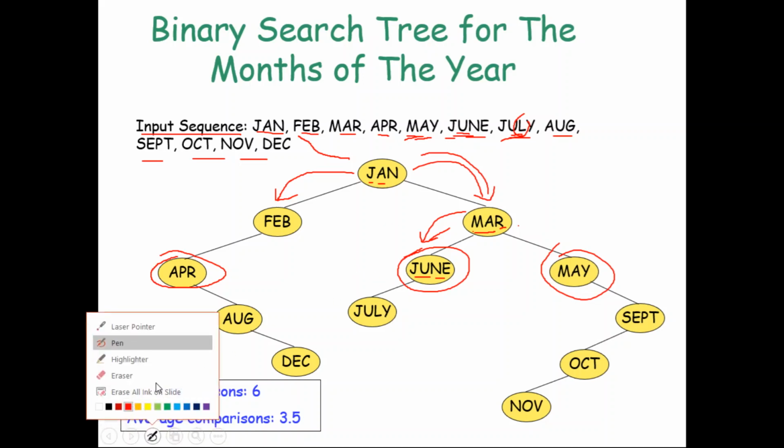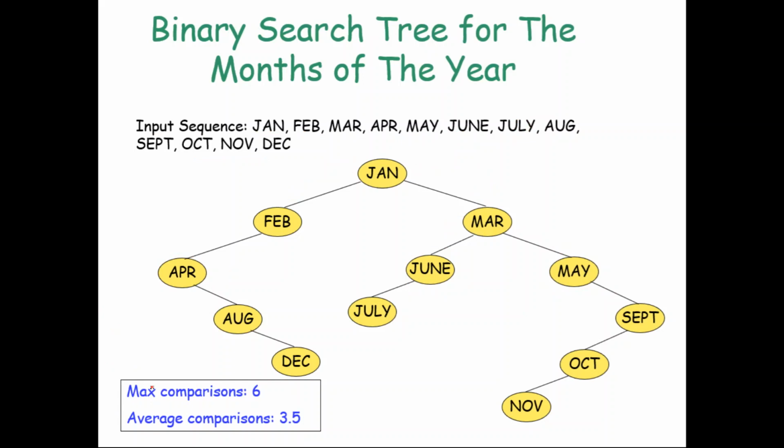For example, what is the worst case complexity of this algorithm, in the sense that if you want to search whether the key value November is available in the tree, how many searches do you have to do? You have to do 6 searches: 1, 2, 3, 4, 5, 6. That is the maximum number of comparisons required for this search. And the average case is 3.5.